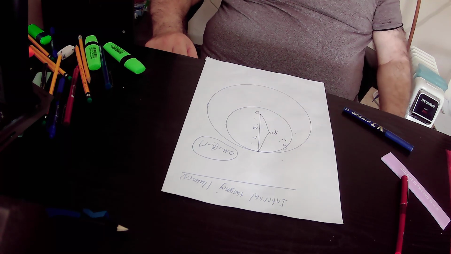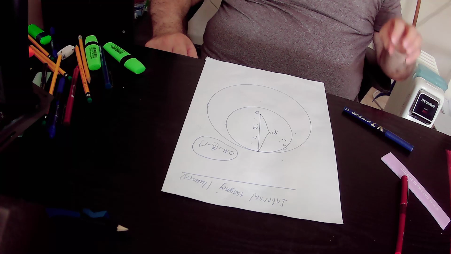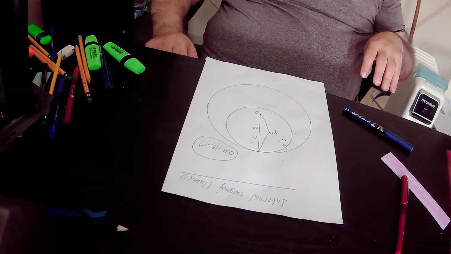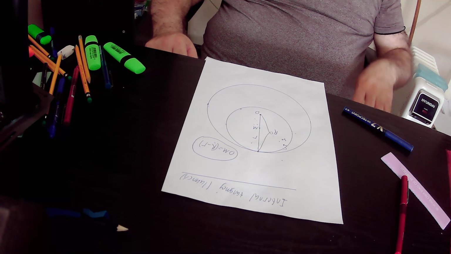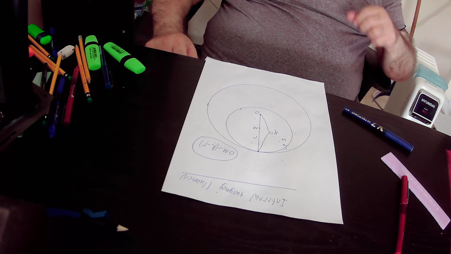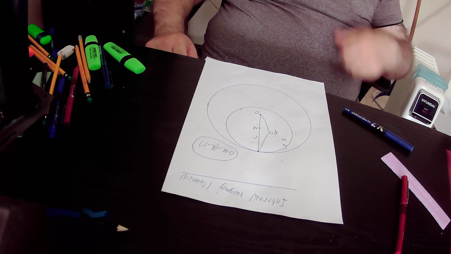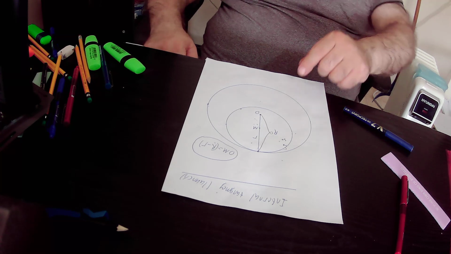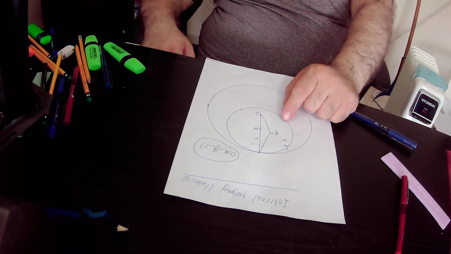will be equal to the difference between the lengths of their radii. Okay, in this case, it will be equal to capital R minus small r.